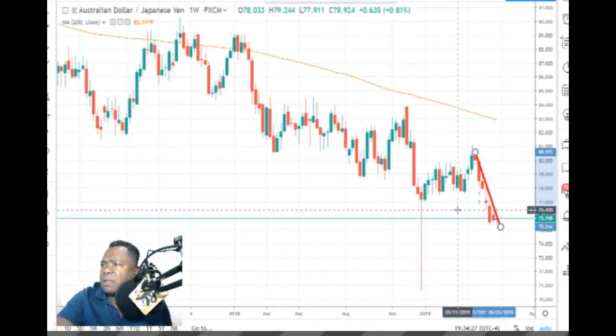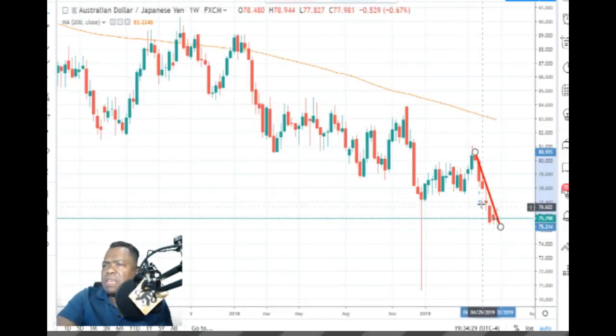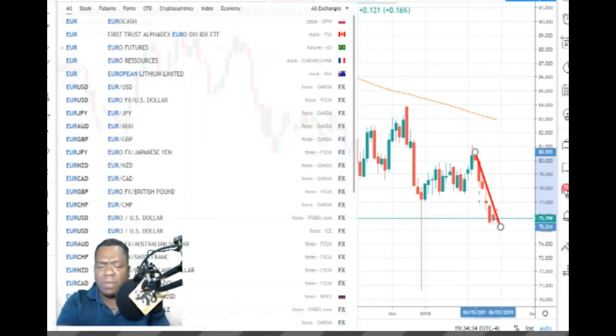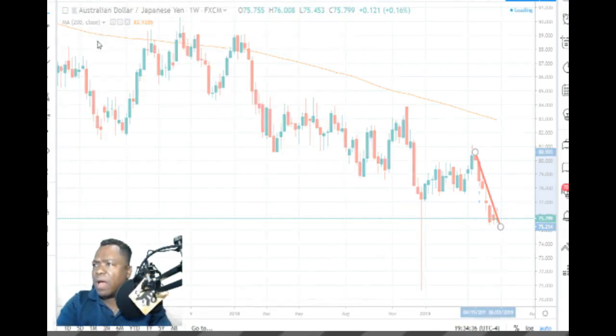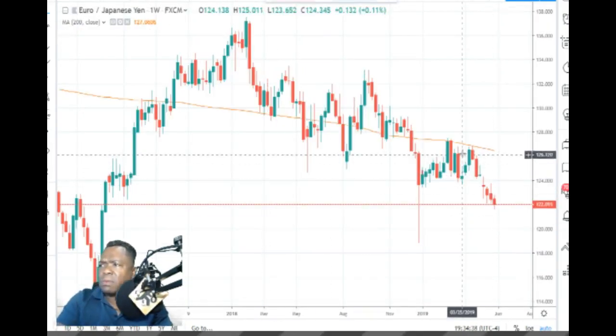Okay, so the yen getting stronger, Aussie yen going down. We can look at Euro yen, JPY going down as well. Lower swing highs and lower swing lows. Big long downtrend. Looks like it's accelerating.